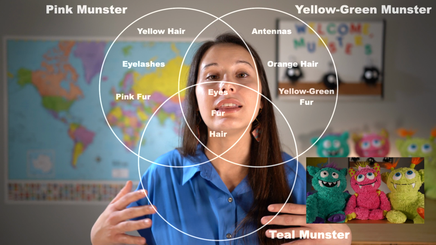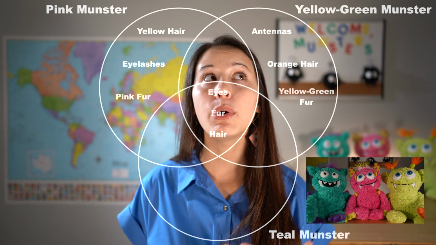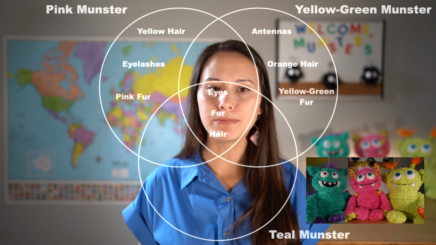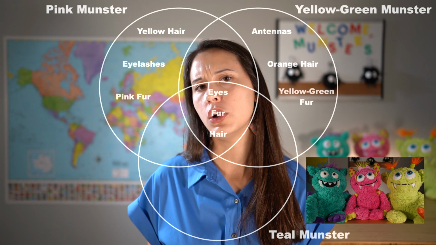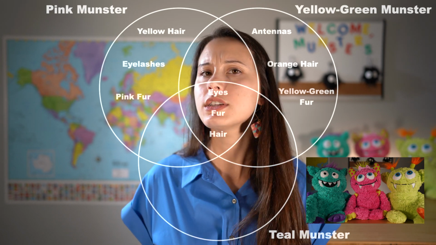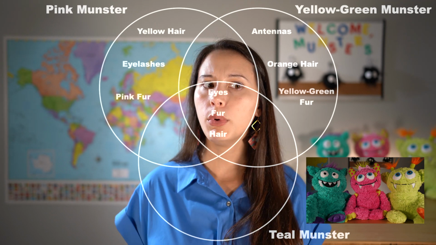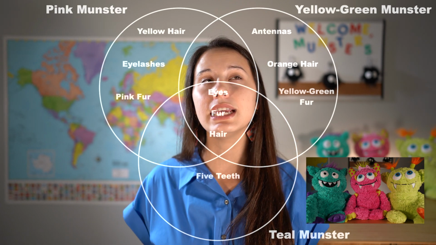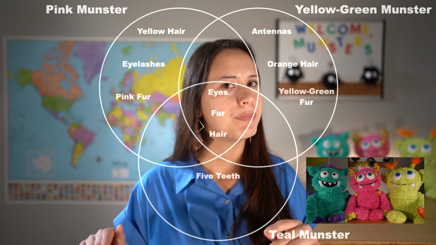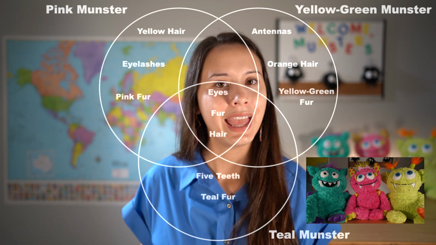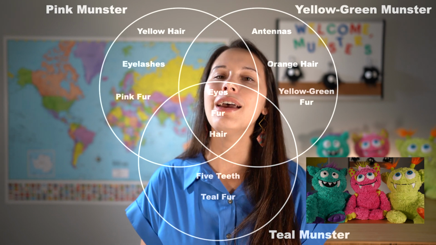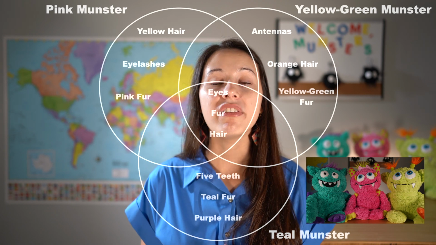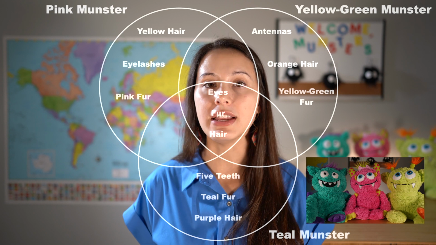And now you're done describing the yellow-green Munster and how it contrasts from the other 2, but we've got one more. We've got our teal Munster. When we look at the teal Munster, what do we notice that it has? What are its characteristics? Well, from the word bank, I noticed that this Munster has 5 teeth. It has 5 teeth, but what else does it have? Teal fur. It also has teal fur, and we see some purple hair. And so, Munsters, that is what we're doing when we fill out the 3 main circles of our Venn diagram.